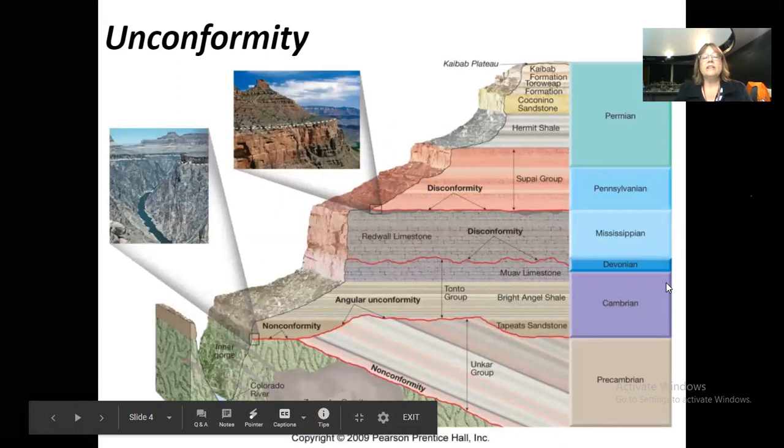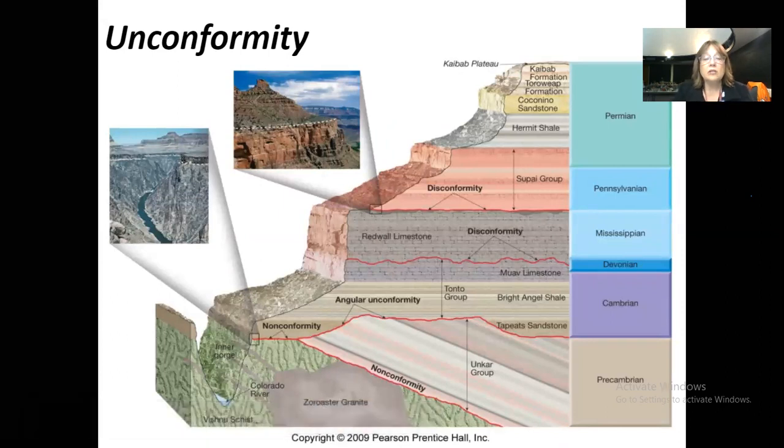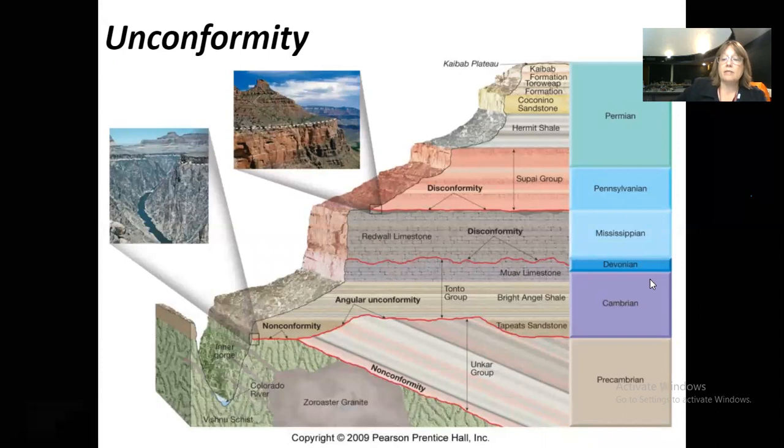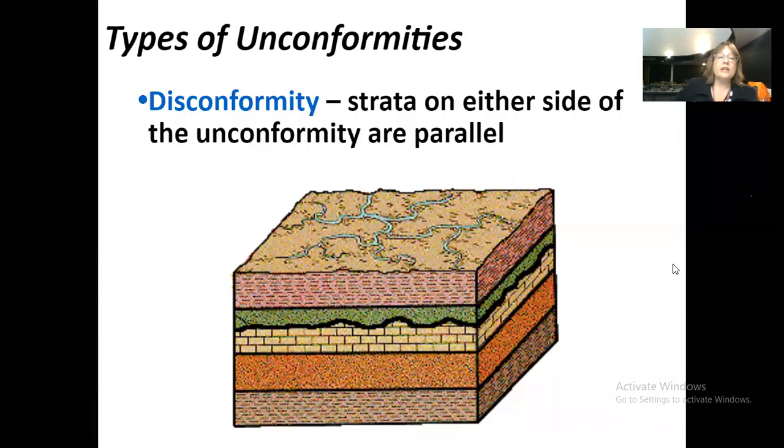The Grand Canyon is a spectacular rock formation where there are several unconformities. There are unconformities in between flat horizontal layers. There are unconformities in tilted layers as well, and on top of tilted layers. And we will return to this diagram again. All right, so let's look at the three types of unconformities.